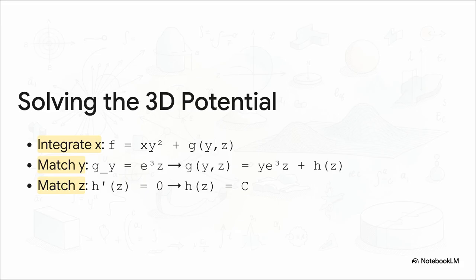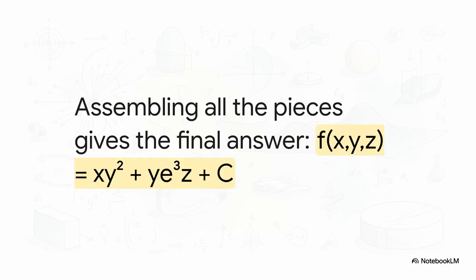Finally, we differentiate everything with respect to z, match it to the z component, and that lets us solve for h, which in this case just turns out to be a constant. And after we put all those pieces together, we get our final 3D potential function. F of x, y, z equals x times y squared plus y times e to the 3z plus our constant c. See? The method scales up perfectly.